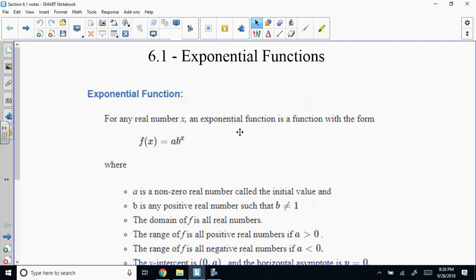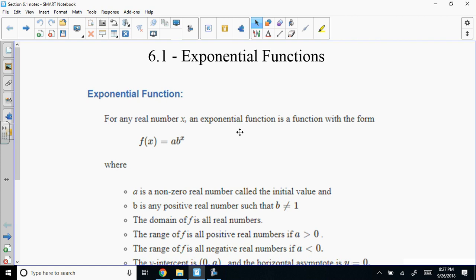Now we're going to do exponential functions, which is the greatest topic of all times. Y'all are dead. I'm waiting for the morgue to come pick you up.